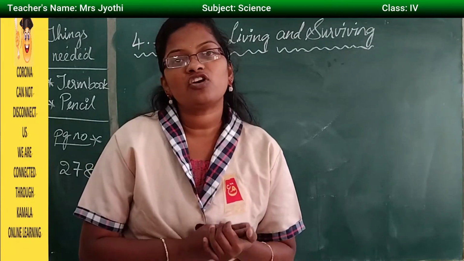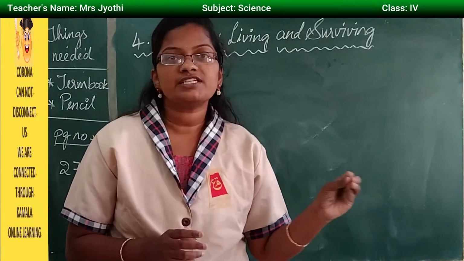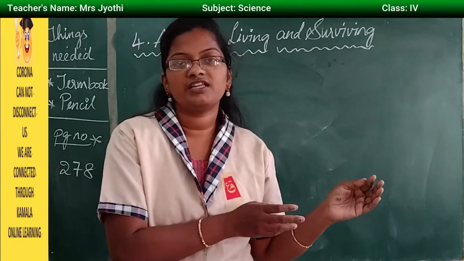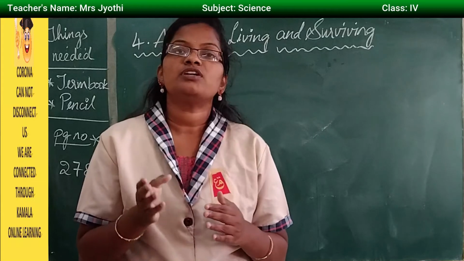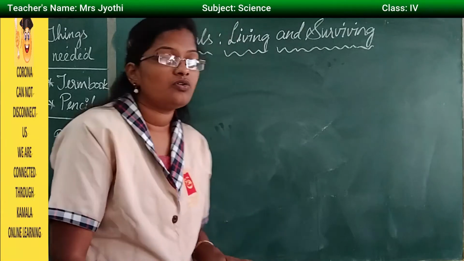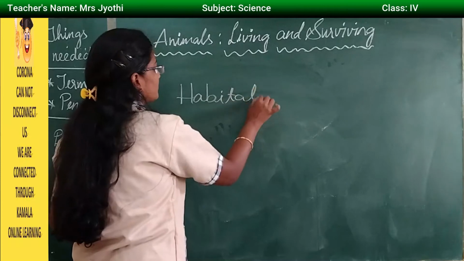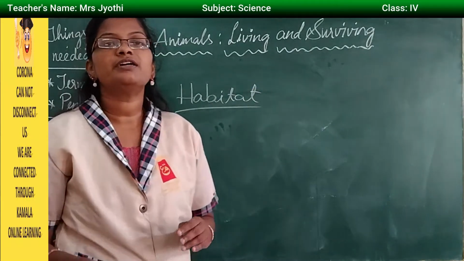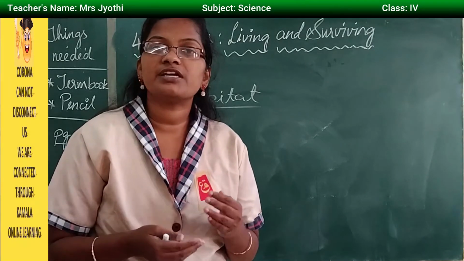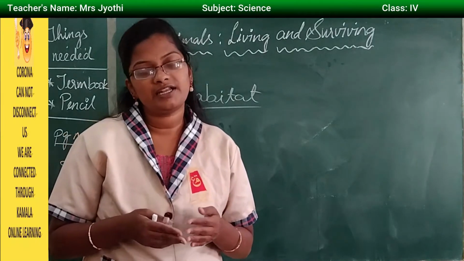And what is the habitat of a fish? Fishes can live only in water. So water is its habitat. And if you take a frog, the frog can live both inside the water and on the land. So the habitat of the frog is water as well as land. Now I hope you have understood what habitat is. Habitat is nothing but where the animal is able to adjust itself to live. The best example I told you: human beings' habitat is the land.